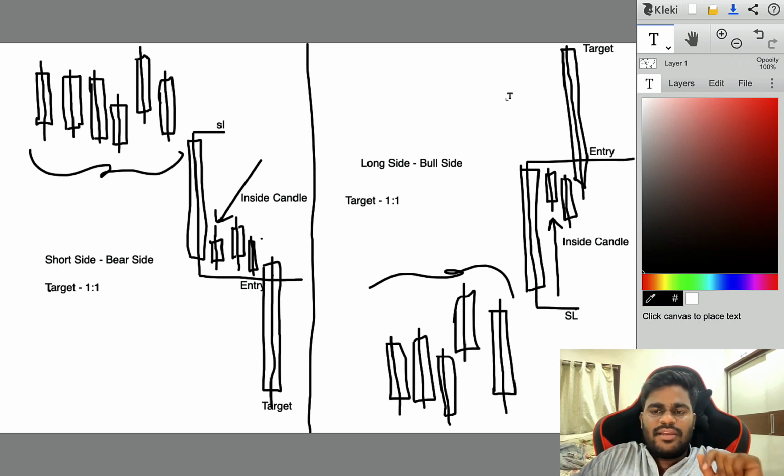So now let's check if this inside candle is really forming in the live market. Are we really able to find the inside candle in charts? So that's our main topic. After finding the inside candle, we'll take the trade, and we'll take the SL, we'll take the profit. So are we really able to find the inside candle in charts?